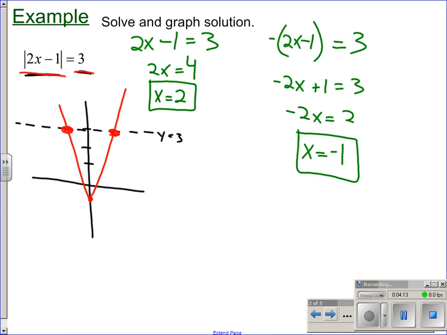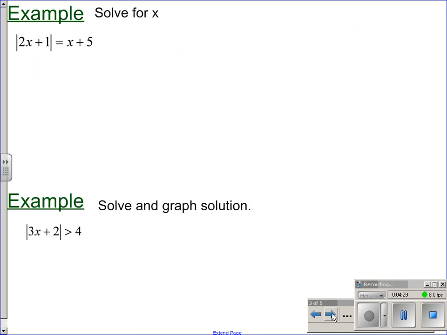Absolute value graphs are always going to be these V kind of shapes. And so when you've got it equal to a number, this V is crossing that horizontal line at two different spots, at x equals 2 and x equals negative 1. Okay, so a little bit of a different problem, really just, again, in the setup. The algebra is pretty basic. So let's do the setup.